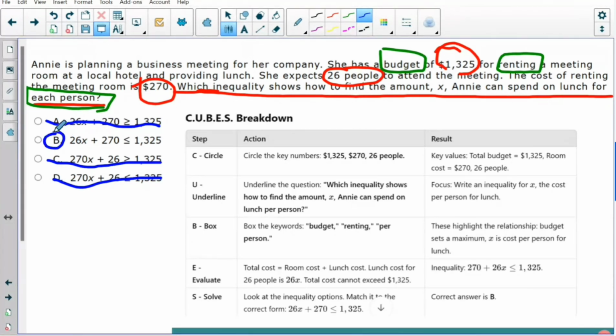And this is how you solve word problems. Try the CUBES method, and you will realize how simple word problems can be. Bye for now.